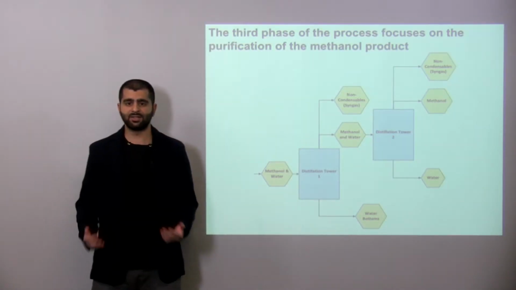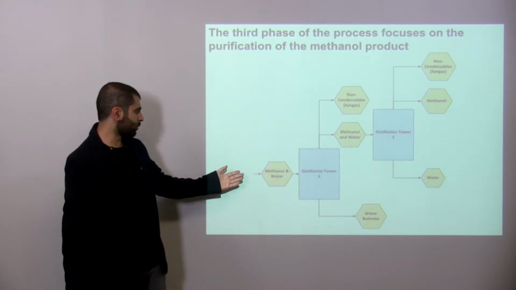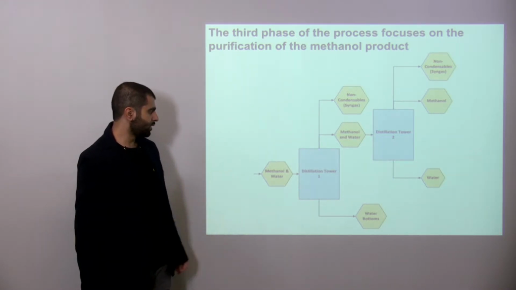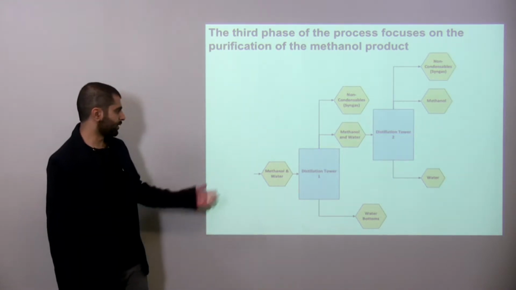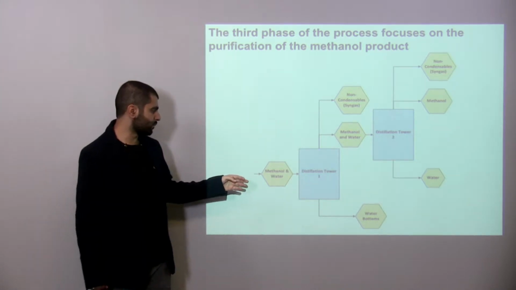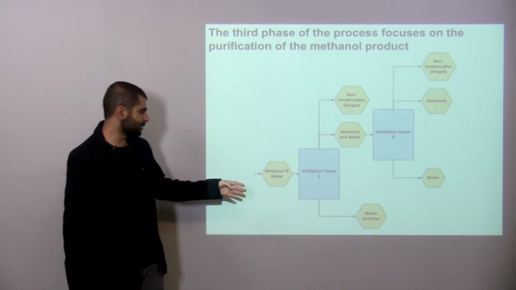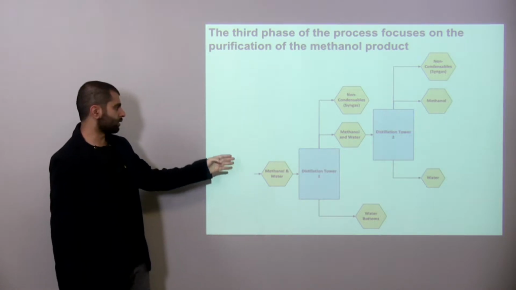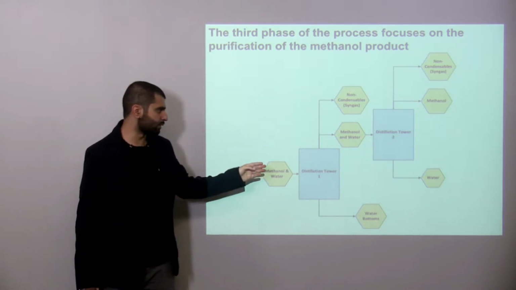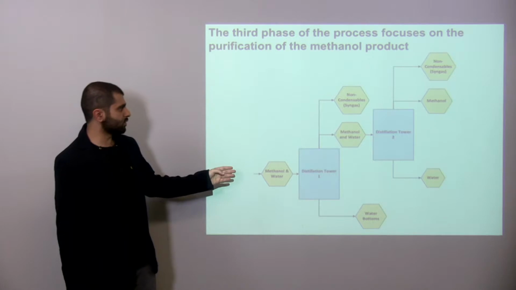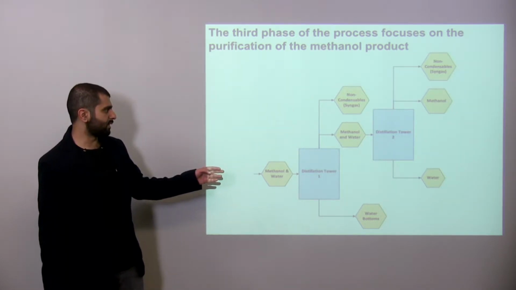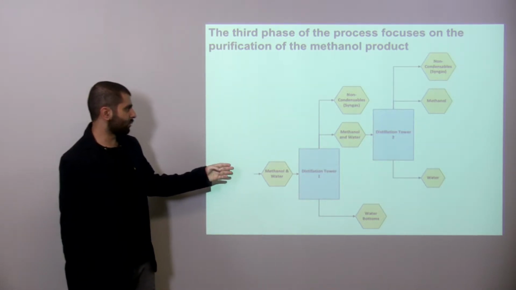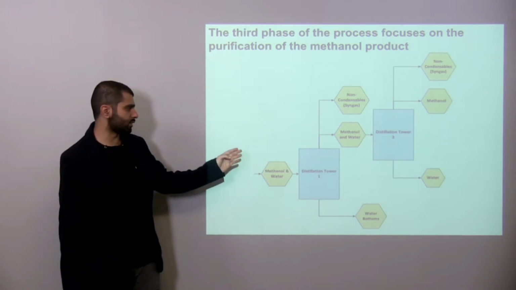So next up we have phase 3 of our process, which has methanol and water going to the first distillation tower. The first distillation tower works on separating a large portion of water from methanol at the bottoms, and then at the tops methanol and a little bit of water comes out. There are also non-condensables, which are mainly syngas in the process, which are then flared off of our process.